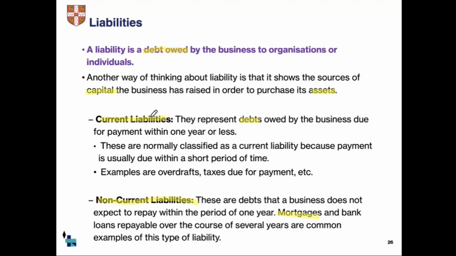So current liabilities are those debts owed by the business that are expected to be paid within 1 year. And those liabilities that are non-current are those that are more long term in nature.